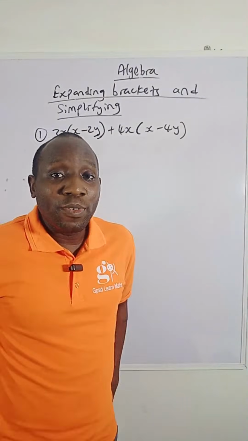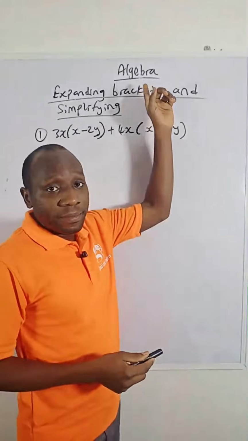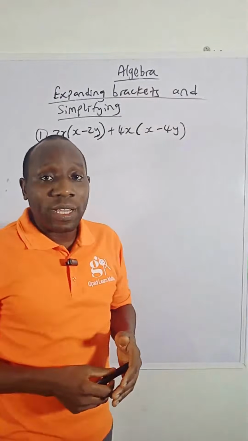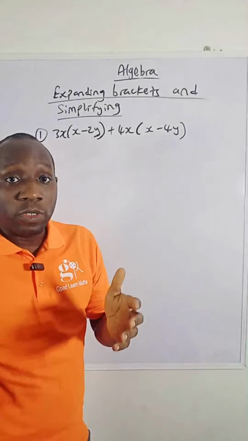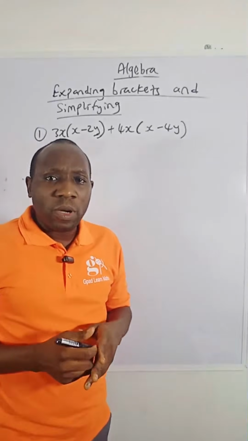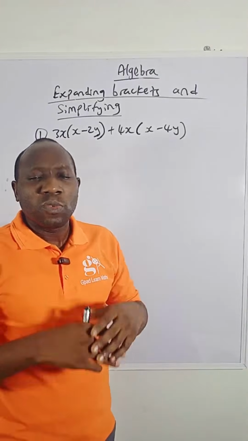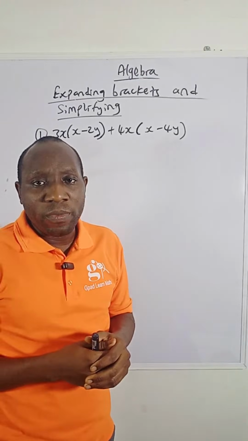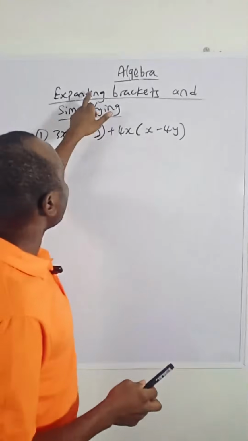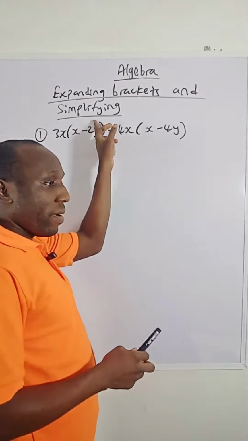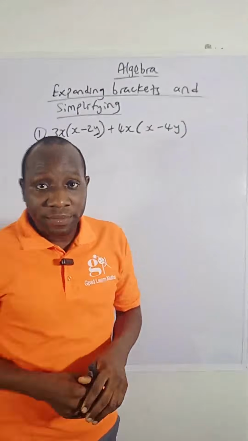So we're going to continue from where we stopped in the last lesson. We are still talking about algebra, and so far we have looked at the various terminologies you need to know. We've also talked about how to simplify algebraic expressions and how to open bracket. I think we've done a couple of examples on that as well. But what we have on the board is expanding bracket and simplifying, so we're going to be doing both, okay?